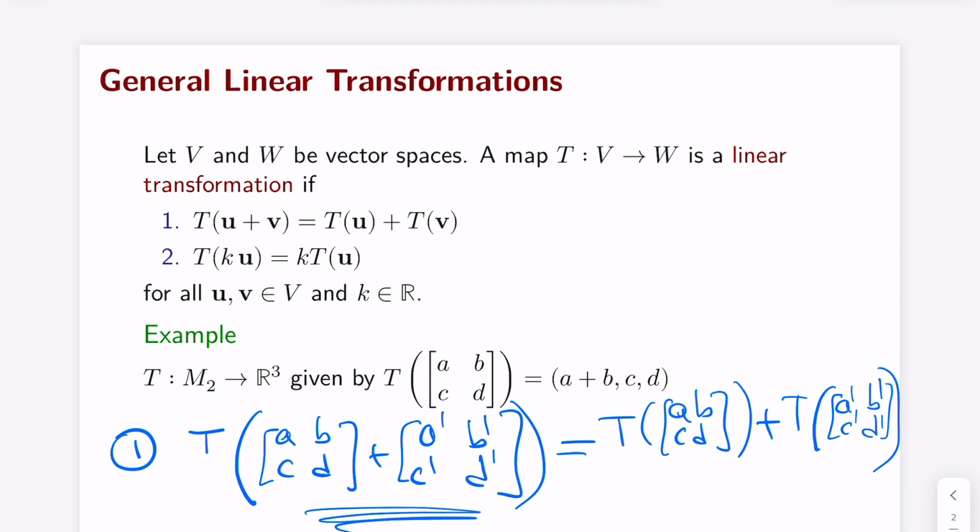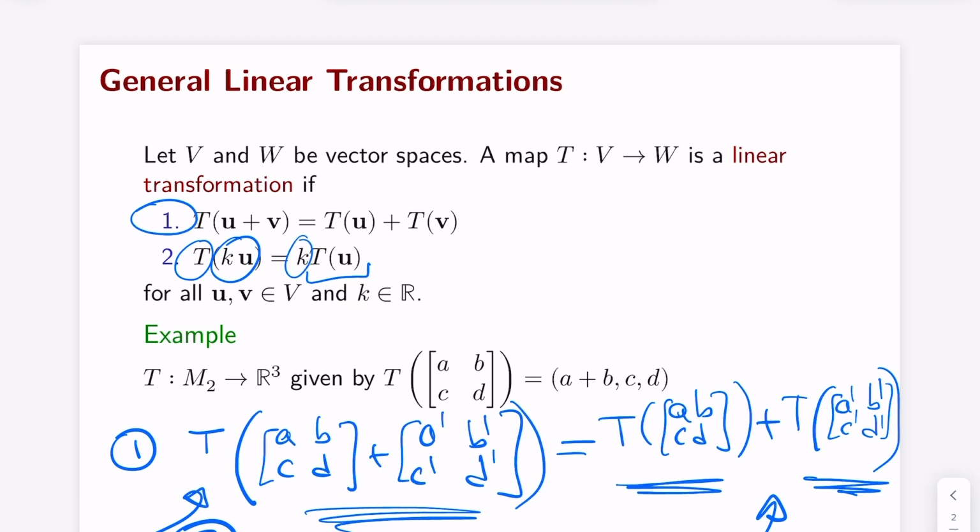Do the addition of the matrices, then do the transformation. When you are done, do the transformation of these two, and when you are done, do the addition. If at the end, on both sides, you get the same thing, that means the first of the properties of linear transformations is satisfied. And then when you are done with that, you continue with property 2 in the same way. You calculate k times a matrix first, do the transformation then. And then calculate just the transformation and then multiply by k. So if the two sides are the same, it will mean that property 2 is also satisfied.